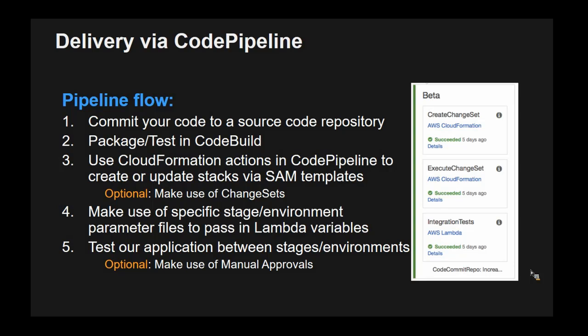I have the ability then to make use of specific stage or environment variable parameter files to pass into Lambda or into API Gateway. And then I have the ability to invoke tests. So for example, I could call an API testing service to test my API service. There are services out there for testing things like chatbots, lots of different things that I could plug into my code pipeline to make sure that my application meets the standards that I've set.